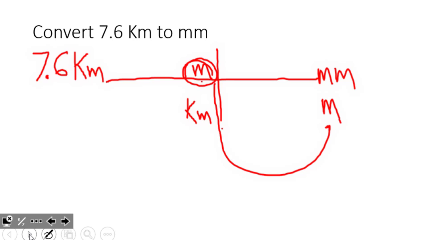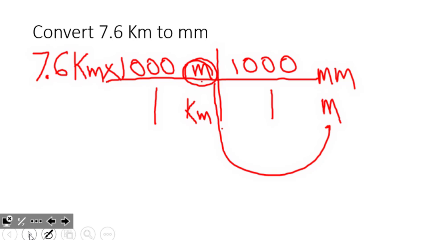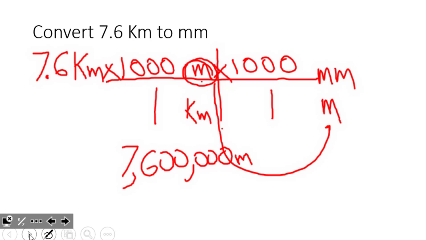So now we go back and fill in the blanks. Which one is larger, kilometers or meters? Kilometers is larger. There's 1,000 meters in every kilometer. Is meters or millimeters larger? Meters is larger. There's 1,000 millimeters in every meter. Okay, so then we do our multiplication. 7.6 times 1,000 times 1,000 is going to give us 7,600,000 millimeters.